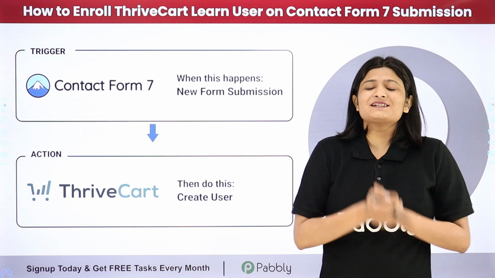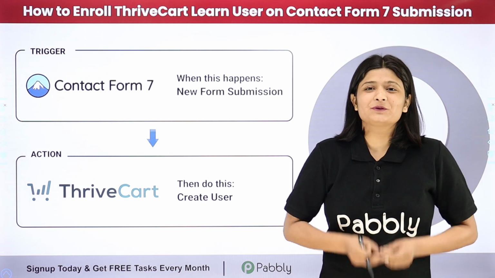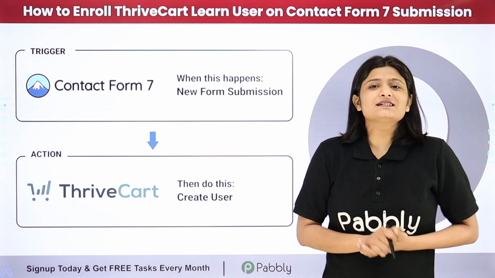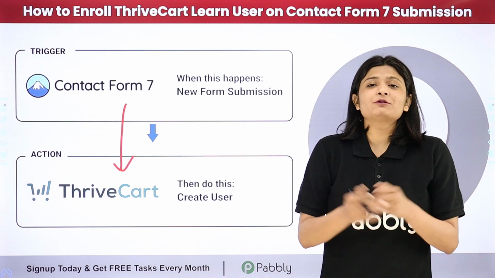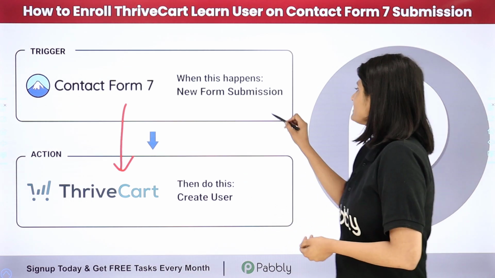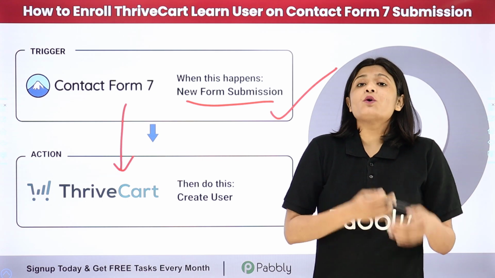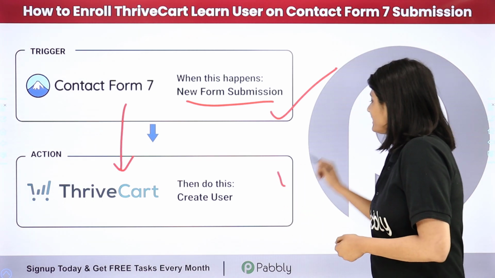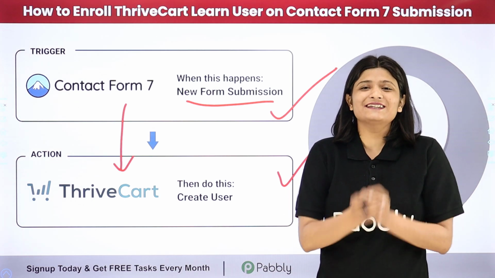So Pabbly Connect is an amazing automation and integration software which requires no coding or programming skills. Here I just need to build connection between Contact Form 7 and Thrivecart. With the help of Pabbly Connect, I am going to build this connection in such a way that whenever I receive a new form submission in my Contact Form 7, it will be automatically created as a user in my Thrivecart. Now, if you want to learn this amazing automation step by step, then let me take you all to my screen.